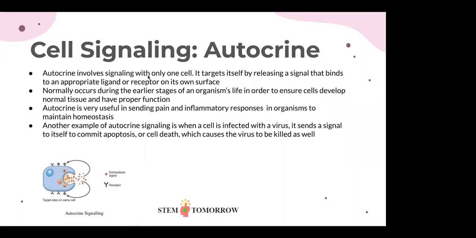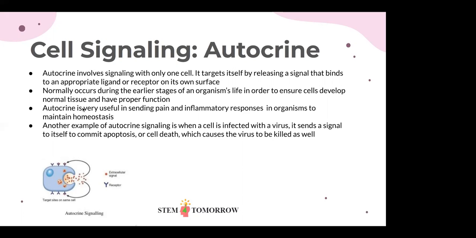So the first type of cell signaling we're going to be talking about is autocrine, and autocrine involves signaling with only one cell. It targets itself by releasing a signal that binds to an appropriate ligand, which is a fancy word for receptor, on its own surface, and normally occurs during the earlier stages of an organism's life in order to ensure the cells are developing normal tissues and have proper function.